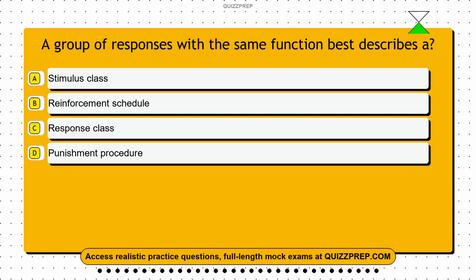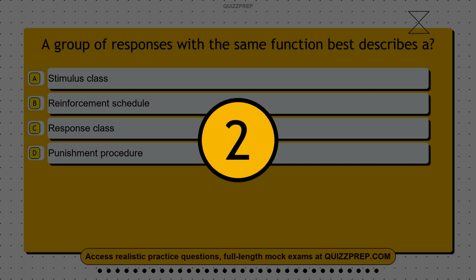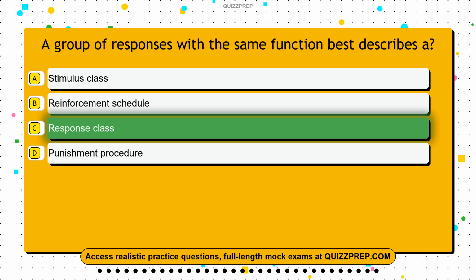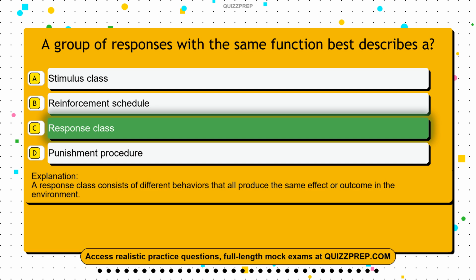Question 27. A group of responses with the same function best describes a: Option A, stimulus class. Option B, reinforcement schedule. Option C, response class. Option D, punishment procedure. The correct answer is option C, response class. A response class consists of different behaviors that all produce the same effect or outcome in the environment.